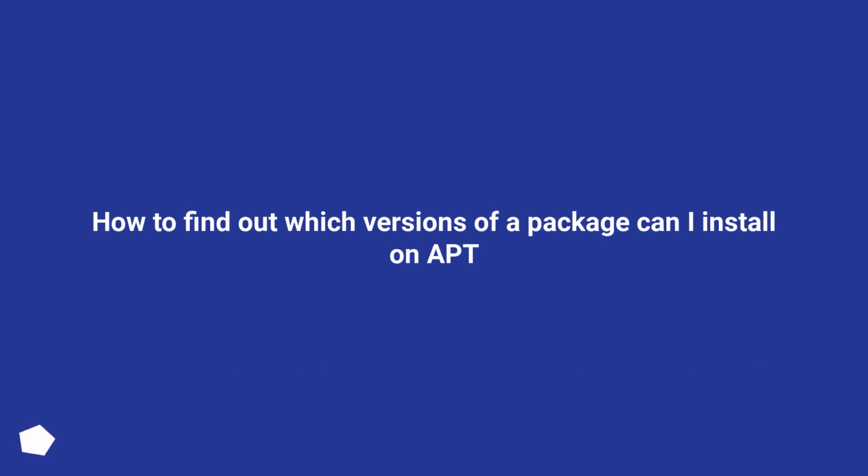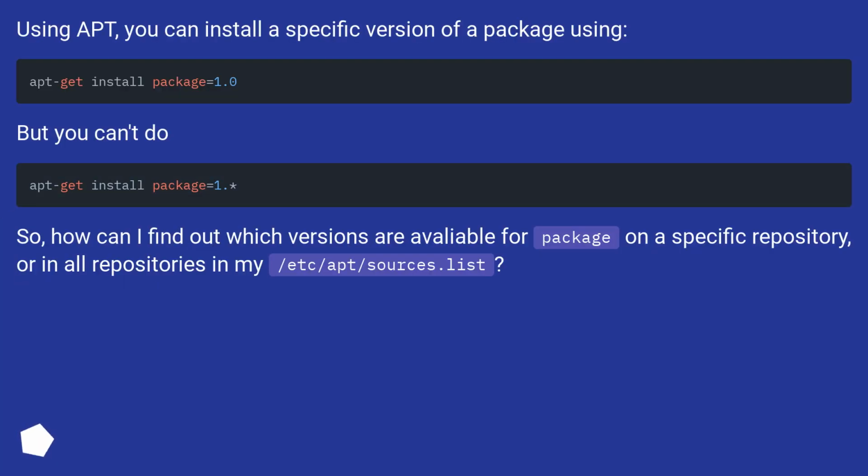How to find out which versions of a package I can install on apt. Using apt, you can install a specific version of a package using this command. But you can't do this. So, how can I find out which versions are available for a package on a specific repository, or in all repositories in my /etc/apt/sources.list?